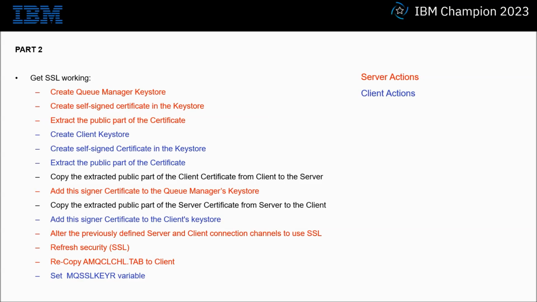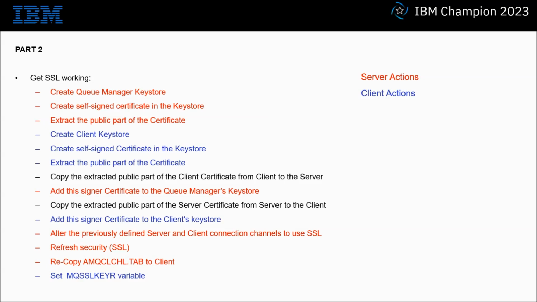I will copy the extracted public part of the client certificate from the client to the server. I will add this signer certificate to the Queue Manager's key store. I will then copy the extracted public part of the server certificate from the server to the client. I will add this signer certificate to the client's key store.